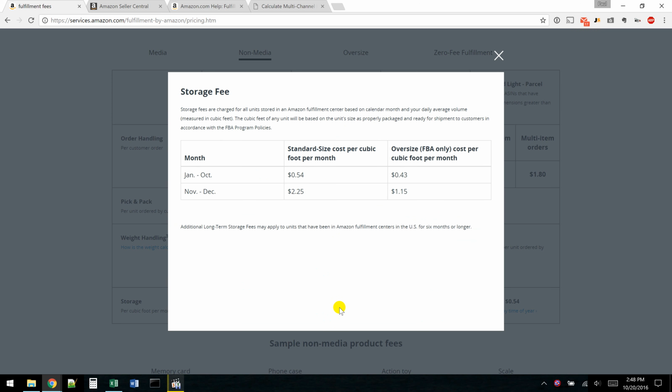Storage fees, these vary based on the time of year. You can see November and December are way more expensive because Amazon is way more busy in those months. As long as you're not keeping too much inventory in an Amazon warehouse, you're not going to really pay much in storage fees. If you're sending stuff in and it's sitting for 4, 5, 6 months, then you need to look into minimizing your storage fees and also specifically avoiding long-term storage fees, which hit if you've had inventory in a warehouse for longer than 6 months. That's something to look up, long-term storage fees. But as long as you're moving product, you're not going to run into those.